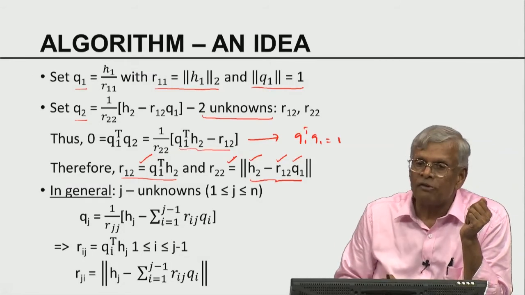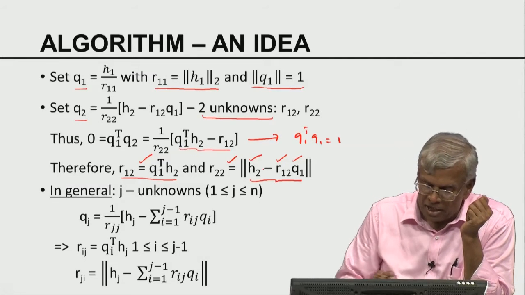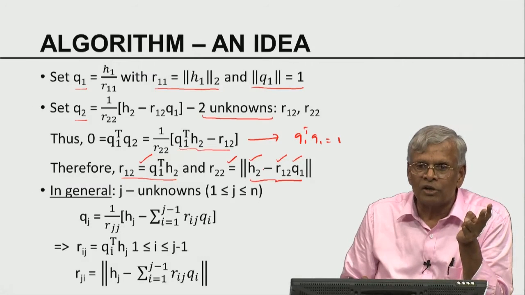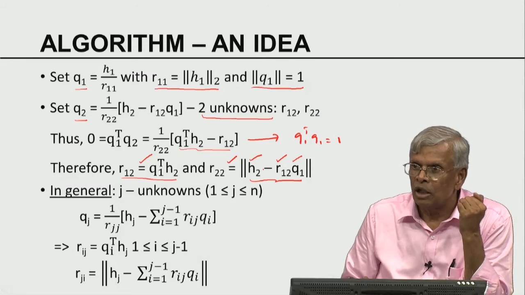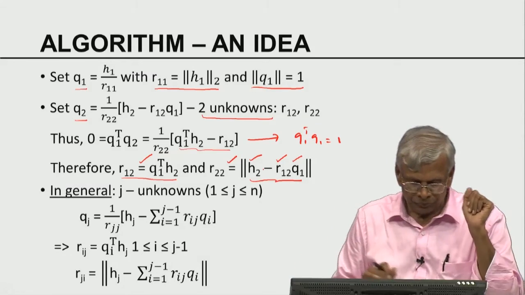This gives you a formula for computing the other unknown. So from the known, I am computing the unknown. So here, look at this now. I have recovered Q1, I have recovered Q2, I have recovered R11, I have recovered R12, I have recovered R22. So I am recovering both the systems simultaneously, Q and R.